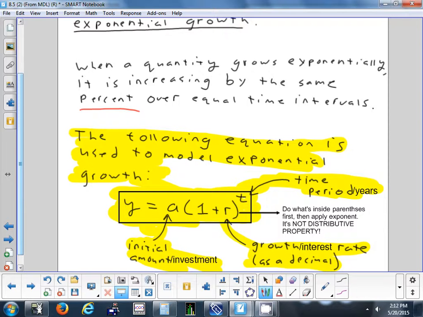R, that's your rate. What's the percentage that it's going up each year? Is it 2%, 3%?